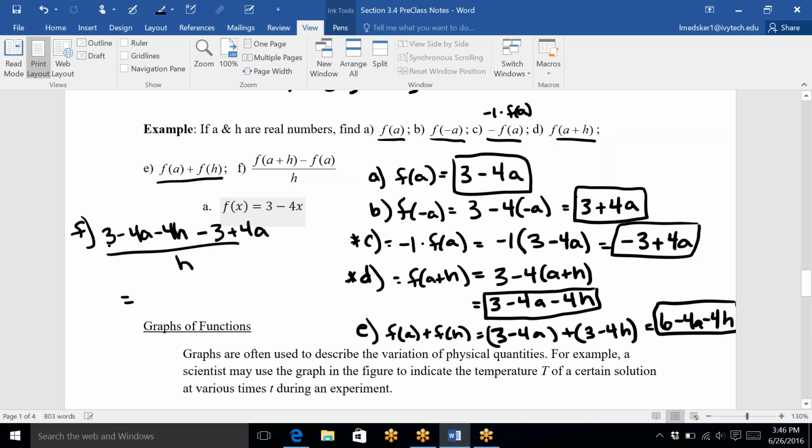So then if we combine some like terms, our 3's are going to cancel. Negative 4a cancels with 4a. So it's just negative 4h over h. So that just comes out as negative 4. This is going to have a special name. We're going to do a lot of these in class, so don't think this is the only time you're going to see it. This guy right here will come up on the test for sure. So I'll do a bunch of these in class.